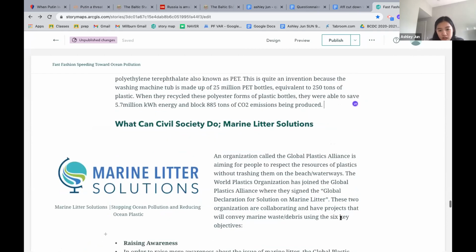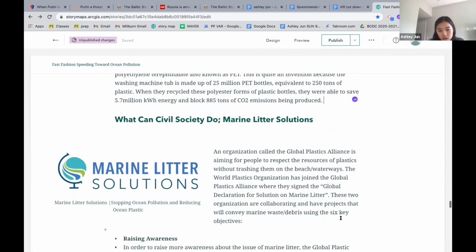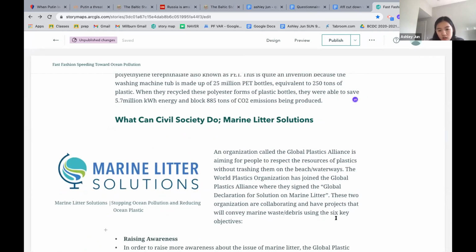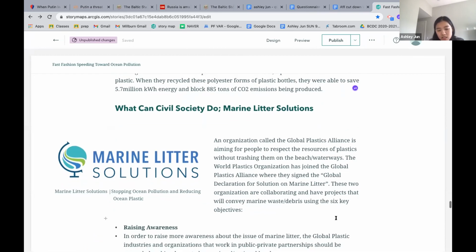And what can civil society do? This Marine Litter Solution is a global organization, and they're basically trying to decrease marine waste and debris.